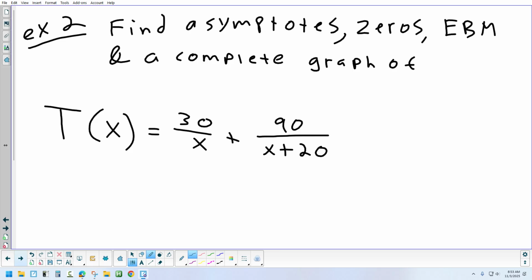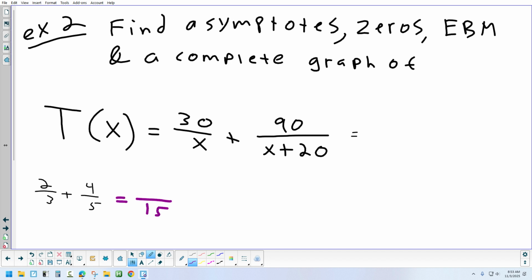For some of this, it would be easier if we had these two things together as one fraction. But in order to put two fractions together, you have to make sure you have a common denominator. If you've got two fractions like that and you want to add them up, the easiest way to find a common denominator is to multiply the two denominators together.